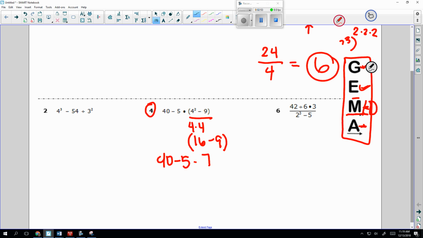This arrow means that you're just going to go in order from left to right. So here I see a minus. Don't do that first. I have to do multiply first. Well, what is 5 times 7? It's 35. And so I drop down 40 minus 35, which is going to give me an answer of 5. So that should be the final answer. And that's how you do order of operations.